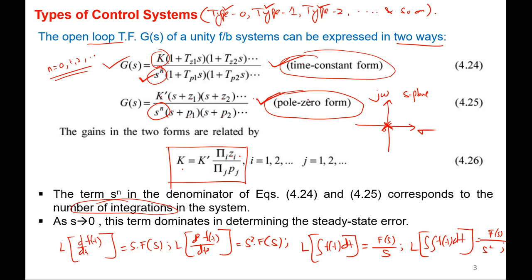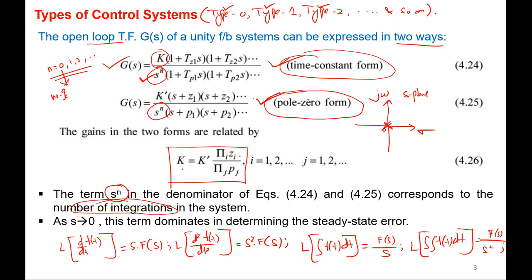So if it is differentiation, the s term will come in the numerator. If it is integration, it is coming in the denominator. S square, s cube, it continues. So this is coming in the denominator, s power 0, s power 1, s power 2 and so on. So this s power n term in the time constant form of the open loop transfer function indicates the number of integrations. Type 0 system means no integration.